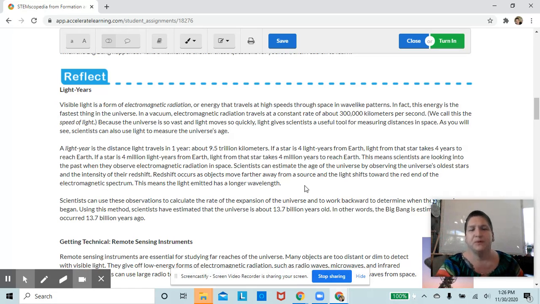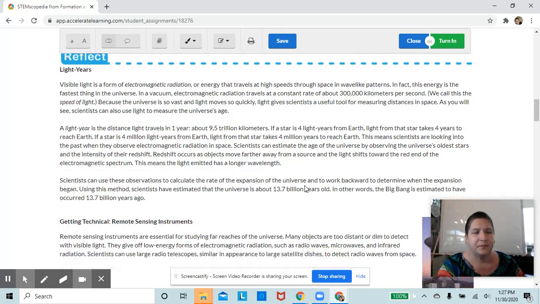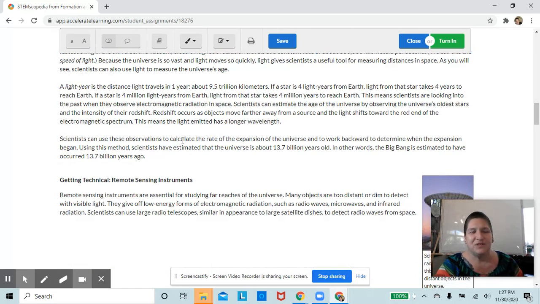Redshift occurs as an object moves away from the source of light and shifts towards the red end of the electromagnetic spectrum. This means the light emitted has a longer wavelength. If it was moving toward us, which it's not, everything's moving away, but if theoretically it was moving towards us, it would appear purple. Scientists can use these observations to calculate the rate of the expansion of the universe and to work backward to determine when the expansion first began.